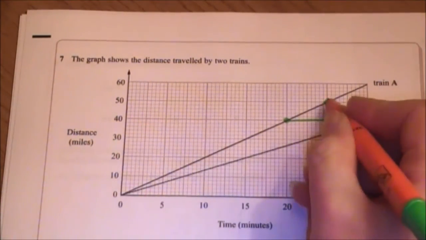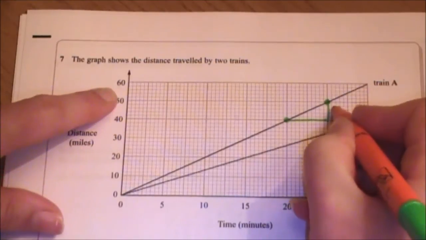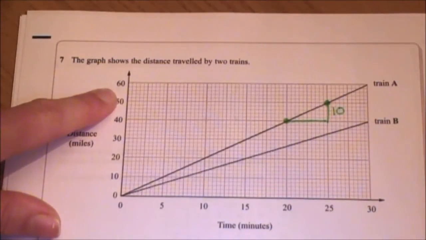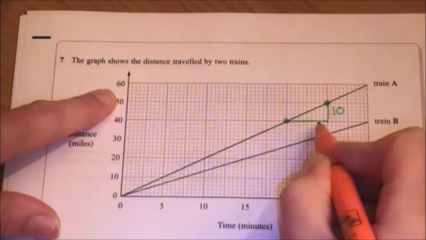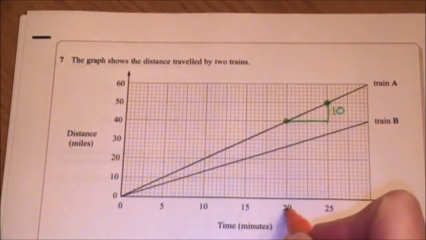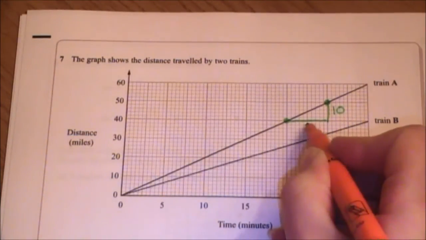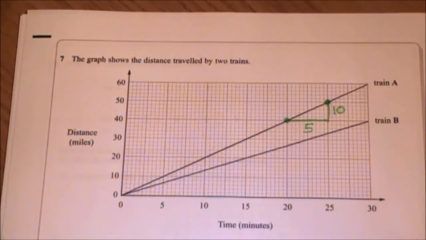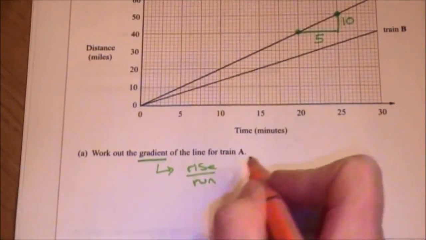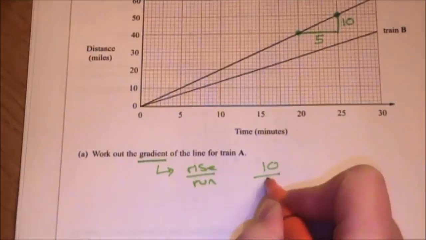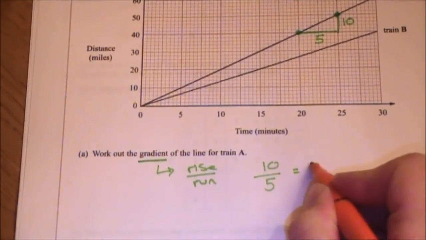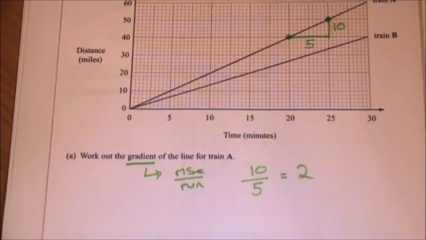So the rise, the distance in the height there, is from 40 to 50, so it's 10, and it's got a run, a distance in x, from 20 to 25. So it's got a run of 5. So my gradient is going to be 10 over 5. 10 divided by 5 is 2. So the gradient is 2.